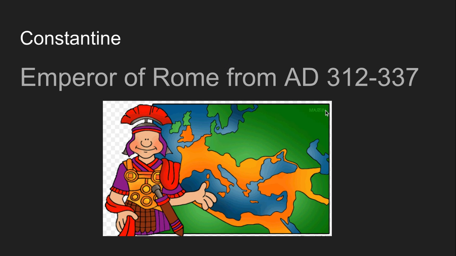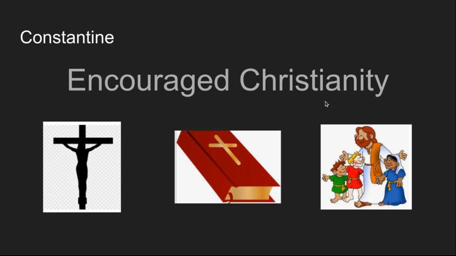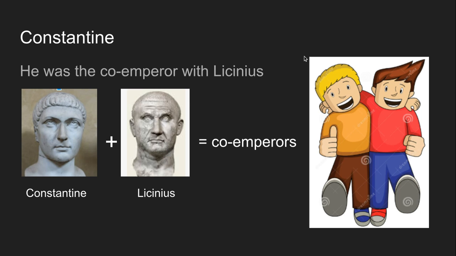Constantine comes first. He's the emperor of Rome from 312 to 337. Constantine. He's the first guy we got to worry about. He encouraged Christianity. And he was co-emperor with Licinius. That's how it started. Constantine and Licinius, the young guy and the old guy. Licinius. Licinius, Constantine, Licinius. Together, they were co-emperors.